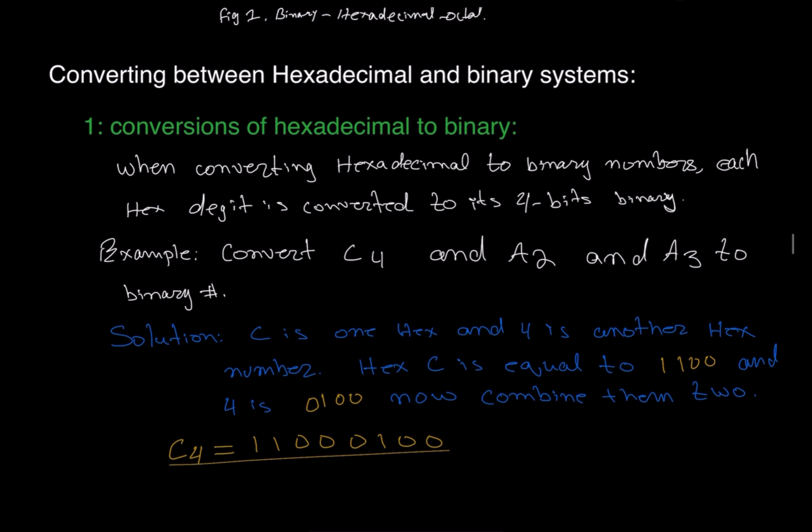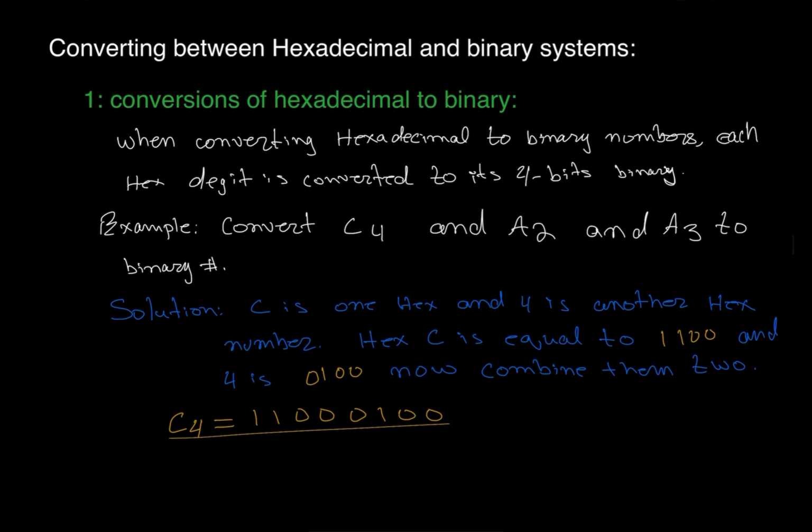Alrighty, talking about the number system, we often need to convert these number systems to one another. The first thing we will talk about is the conversion of hexadecimal to binary. So how do we do that? It's easy. It's not hard.